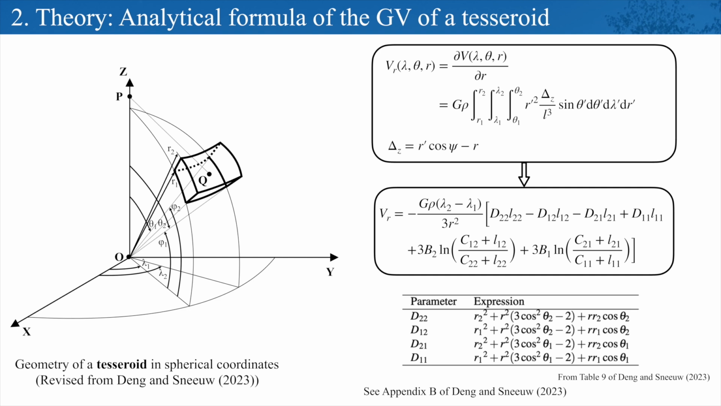The first order derivatives of the GP are the components of the gravitational vector, short for GV. Under the same condition, the analytical formula of the radial gravitational vector VR of tesseroids from the general formula is presented. The detailed derivation of three components of the GV can be referred to Appendix B of Deng and Shen 2023.